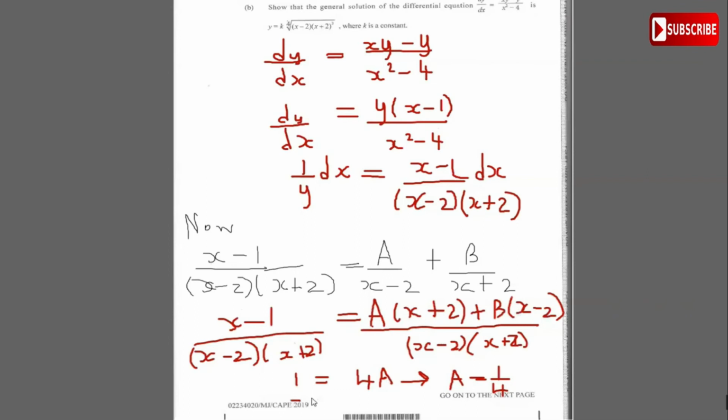You're going to get minus 4b is equal to x minus 1, with x being minus 2. Minus 2 minus 1 is minus 3. So you have minus 3 is equal to minus 4b, and so that tells us that b is equal to 3 over 4. Since b is 3 over 4, we can proceed.